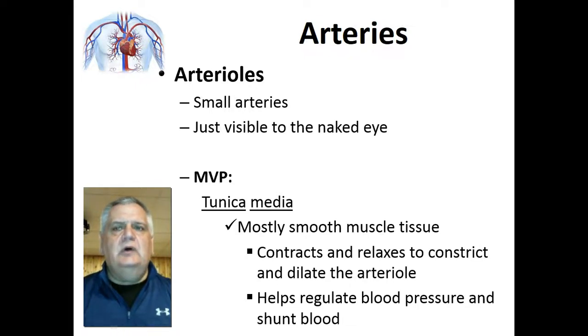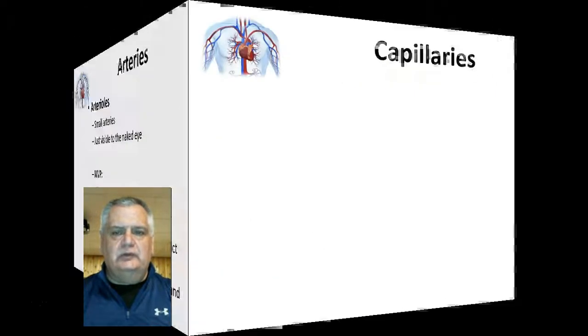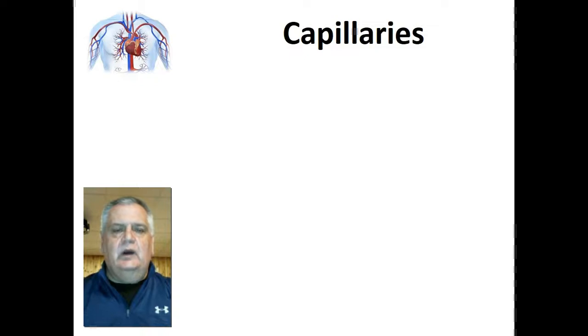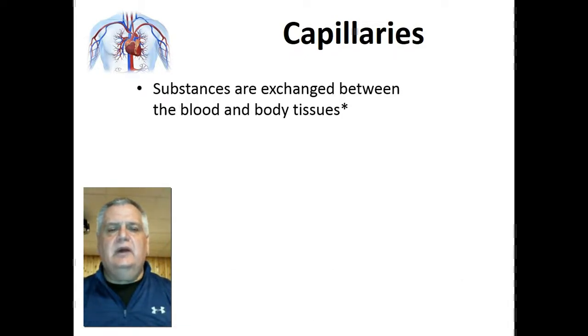So that means the muscles get more blood, the digestive system gets less blood. We're shunting the blood over to the muscles and away from the digestive system. So that's blood shunting, and the tunica media of the arterioles is important to control blood shunting. All right, next up, let's take a look at the capillaries.